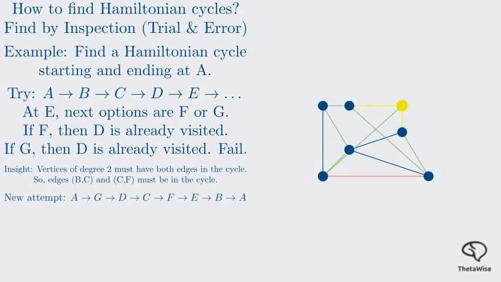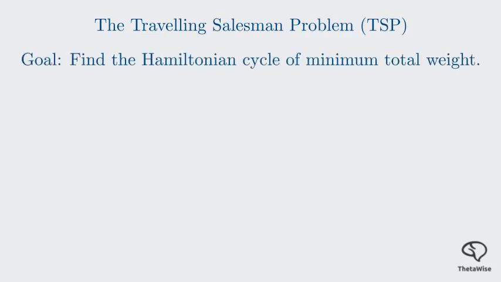By inspecting the graph and carefully choosing which edges to include, especially for vertices of degree 2, we can simplify the search process. Now we arrive at one of the most famous problems in graph theory, the traveling salesman problem. The problem asks for the shortest possible route that starts and ends in the same city and visits every other city exactly once. The key phrase here is exactly once. The salesman is not interested in revisiting cities.